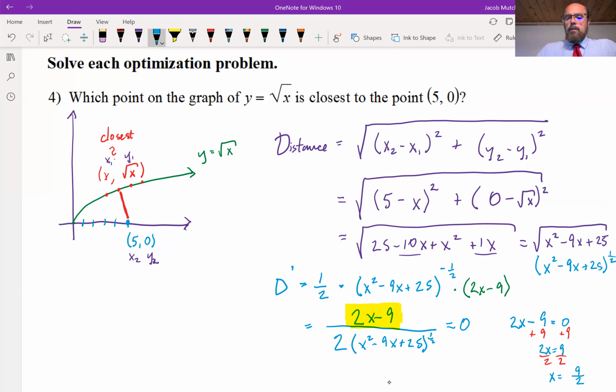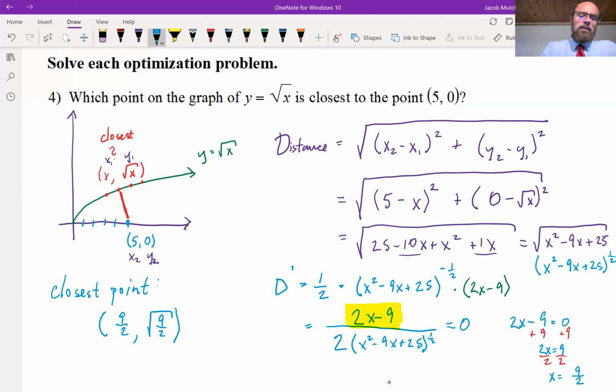So we are looking for a point. That's the x value of this point here. So we just need to locate what's the y value. So the closest point, if I were to find both the x and the y coordinate, is going to be 9 over 2 for the x, which we just calculated, and then square root of 9 over 2.